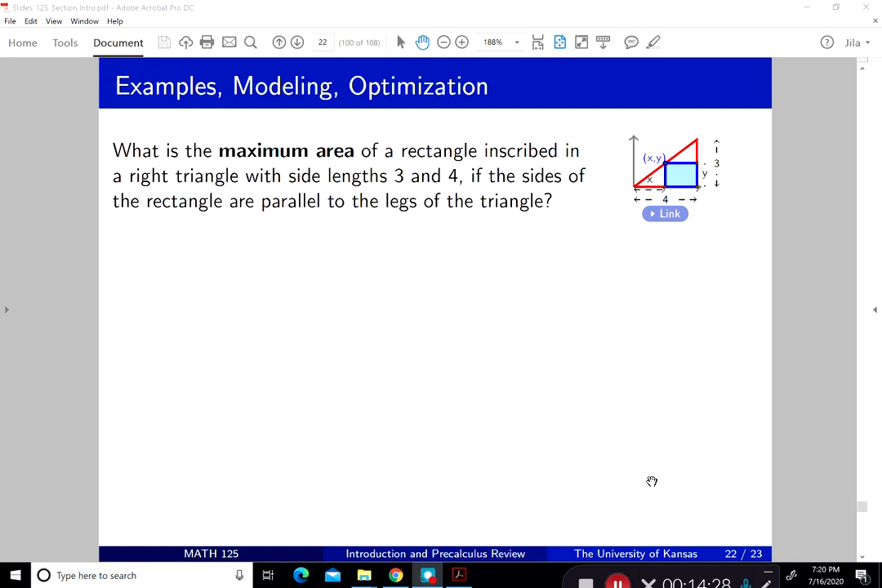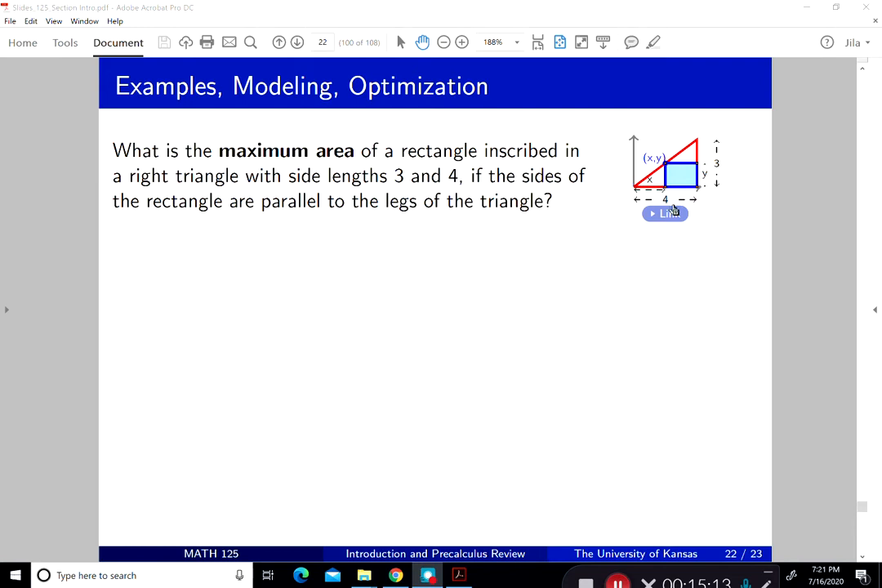Example: modeling optimization. In pre-calculus, there are a few functions that we can optimize using either algebra or trigonometry. One of them is the quadratic function, and we're expecting this because it's part of the pre-calculus review. It's supposed to be a quadratic equation. The question is asking, what is the maximum area of a rectangle inscribed in a right triangle with side lengths 3 and 4, if the sides of the rectangle are parallel to the legs of the triangle?